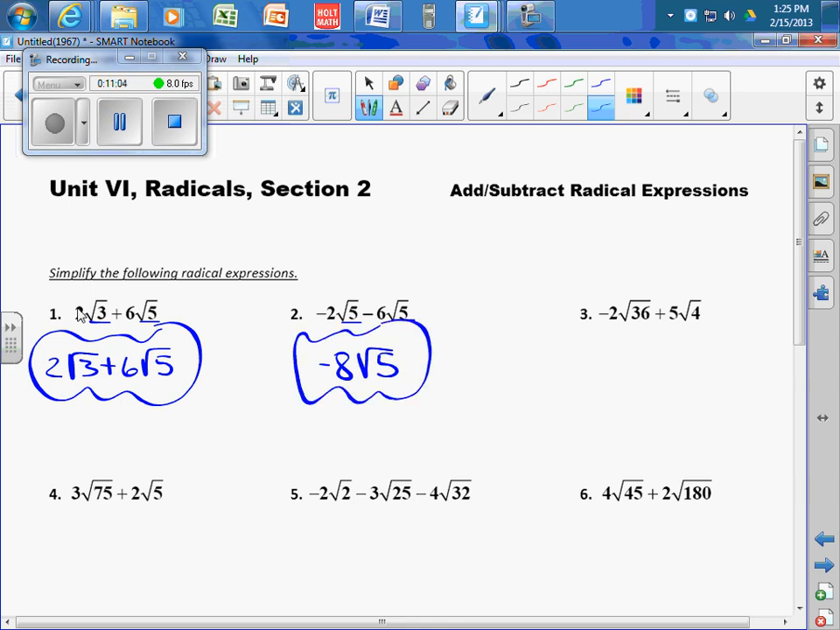In number 3, negative 2 times 6, because the square root of 36 is 6, plus 5 times 2, because the square root of 4 is 2. Negative 2 times 6 is negative 12. Plus 5 times 2 is 10. Negative 2, final answer.